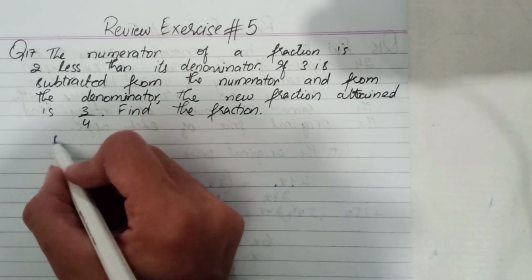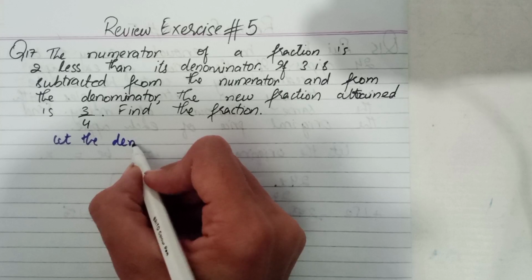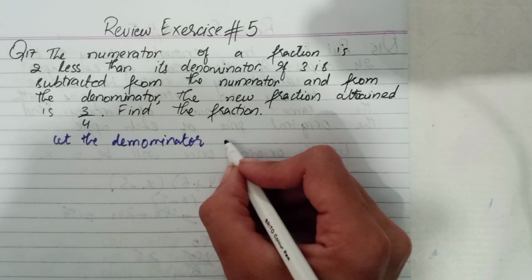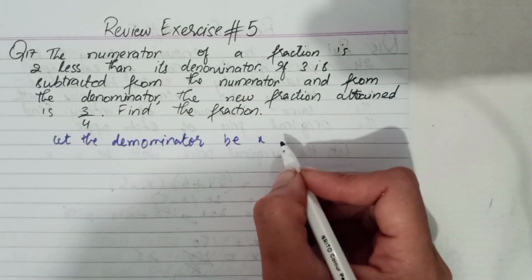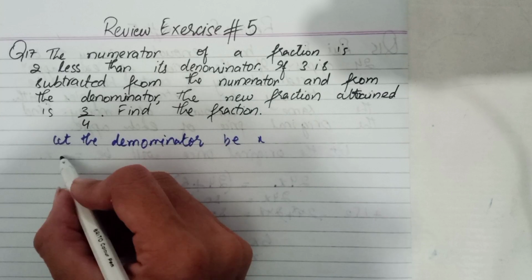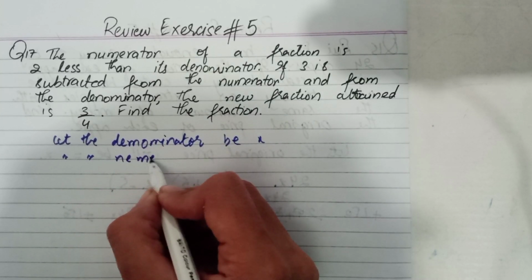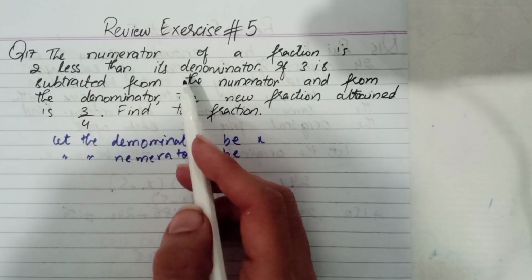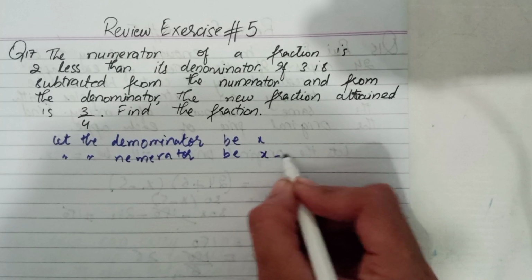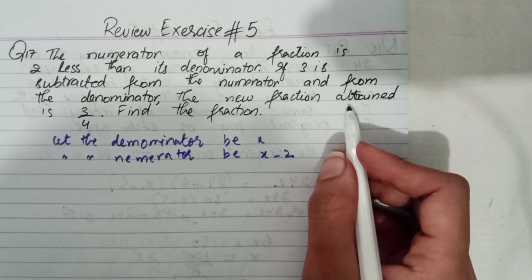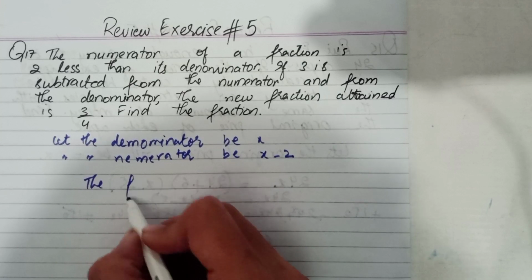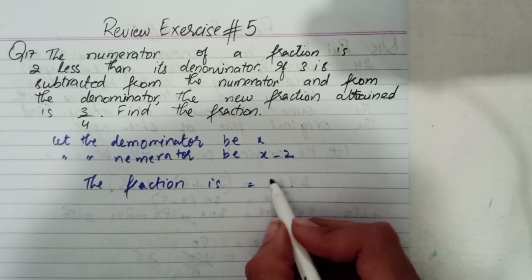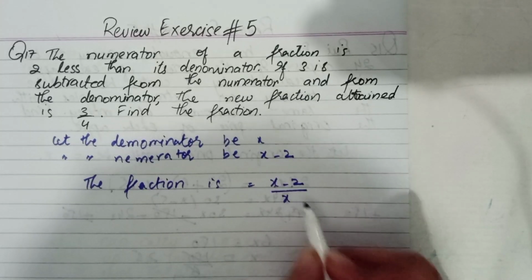We have to do it like that. Let the denominator be x and the numerator is 2 less. It means x minus 2. The fraction is numerator x minus 2 over denominator x.